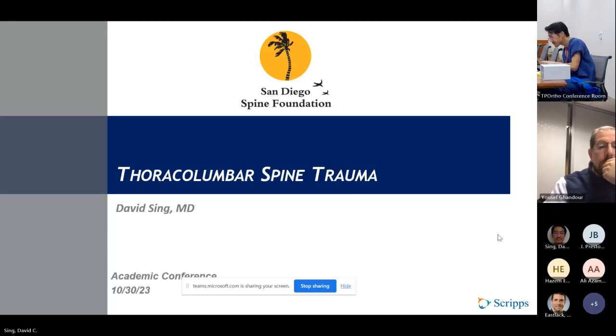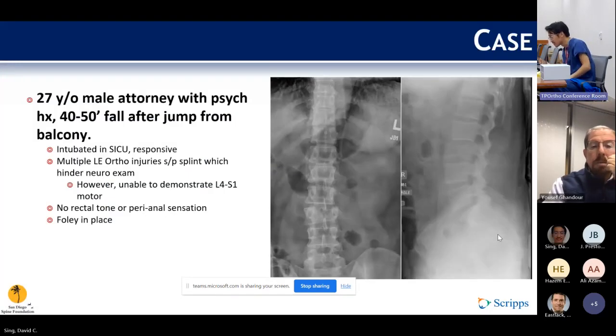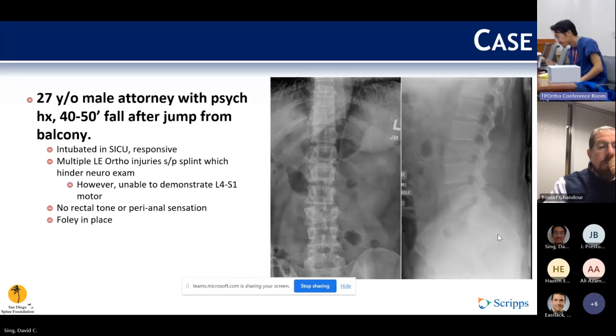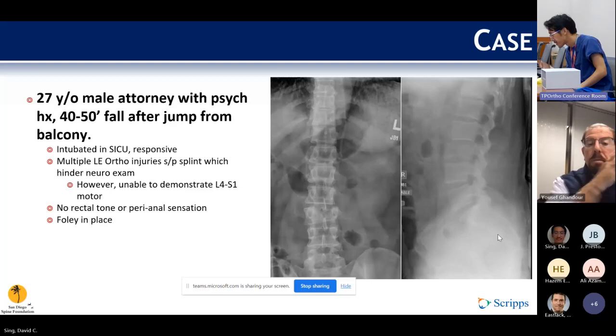So we'll start with a case example. This 27-year-old fall from height about 40 to 50 feet, multiple other lower extremity injuries limiting their exam, and comes in intubated, able to demonstrate distal motor function, but no rectal tone or perianal sensation.